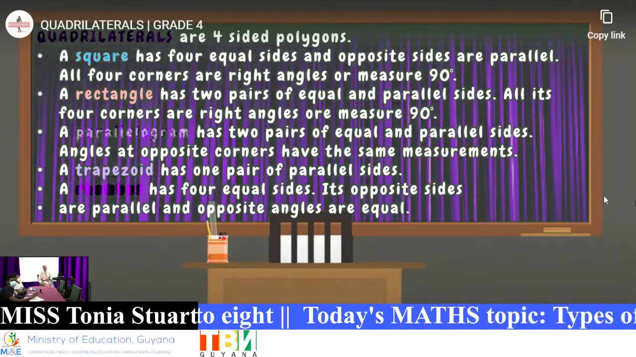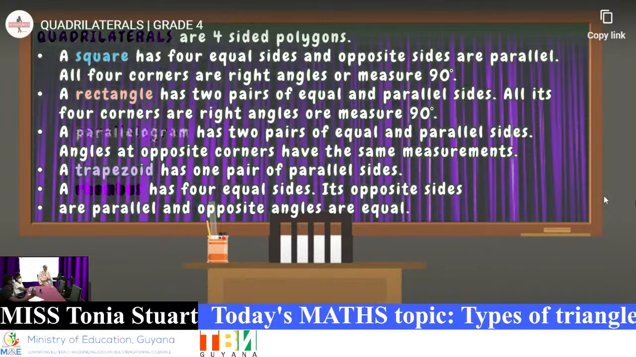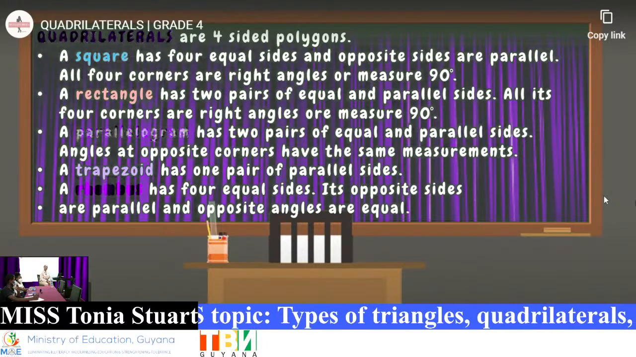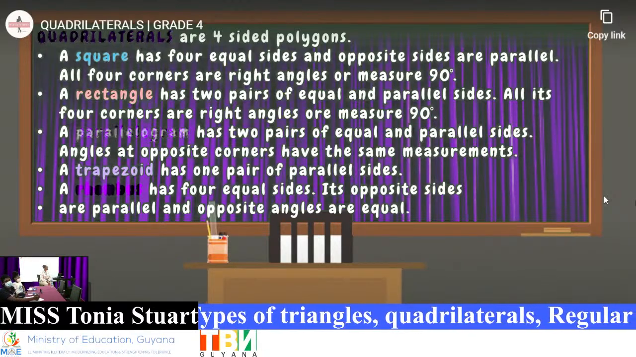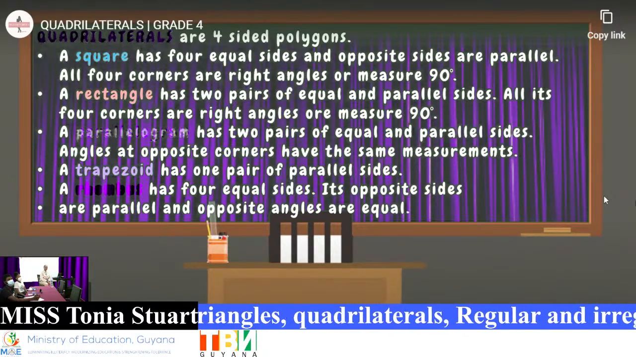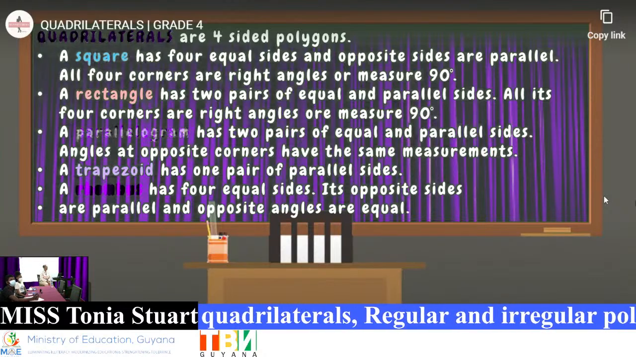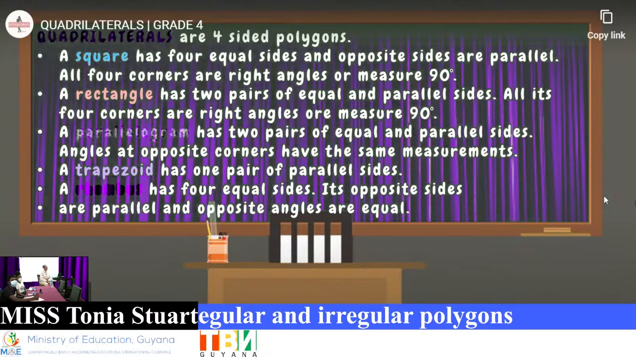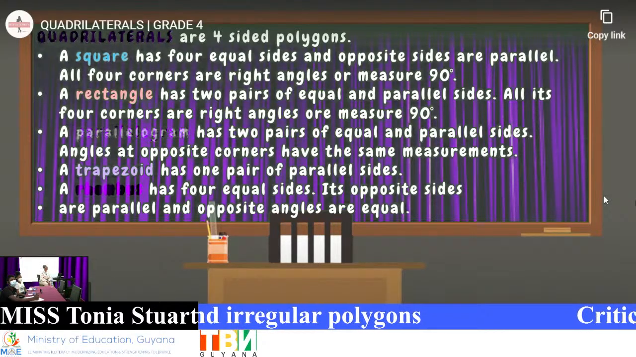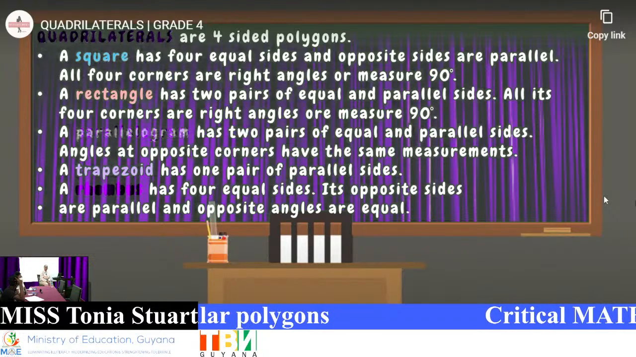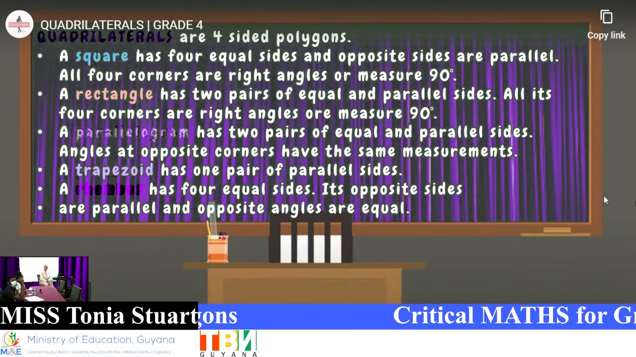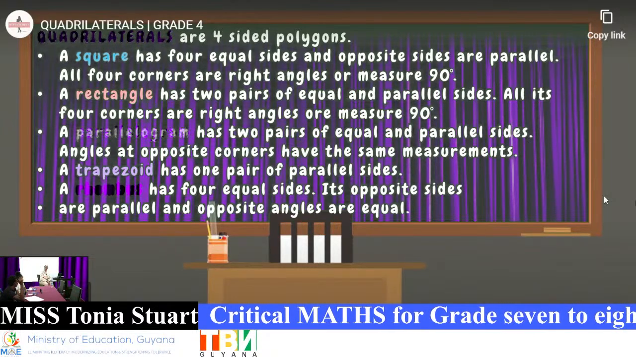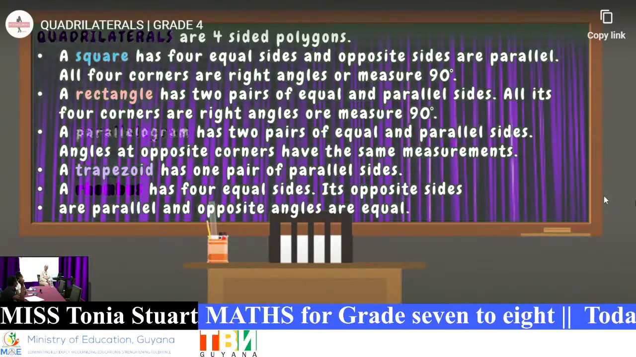So Shamar, let's read the first part. Quadrilaterals. Quadrilaterals are four-sided polygons. Continue. A square has four equal sides and opposite sides are parallel. All four corners are right angles or measure 90 degrees. Okay, thank you very much. So we have the square. All sides are equal, all angles are equal, and the opposite sides are parallel to each other.